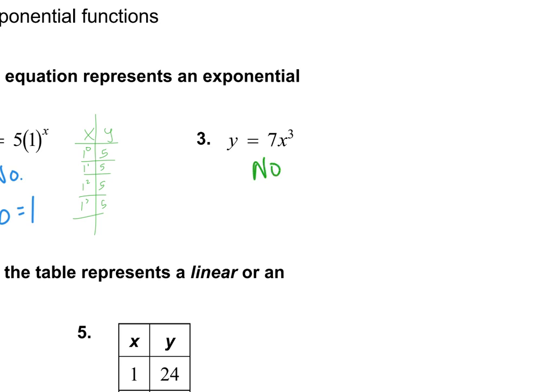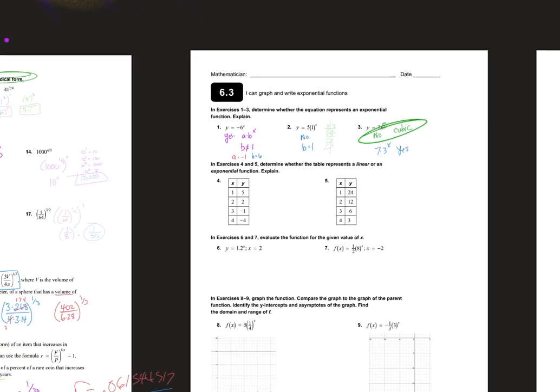Over here, this is not exponential. So no, this is actually a cubic function. Cubic. And if you're like, is it because of that? Yeah, it is. Now, if it had looked like this, 7 times 3 to the x, then it would be yes, but it is no because it's cubic.